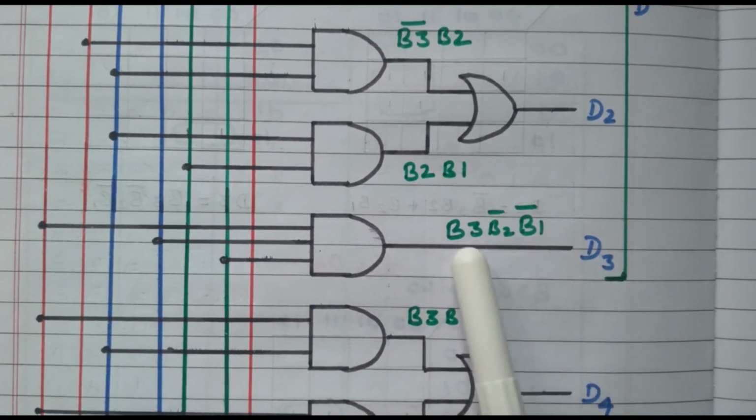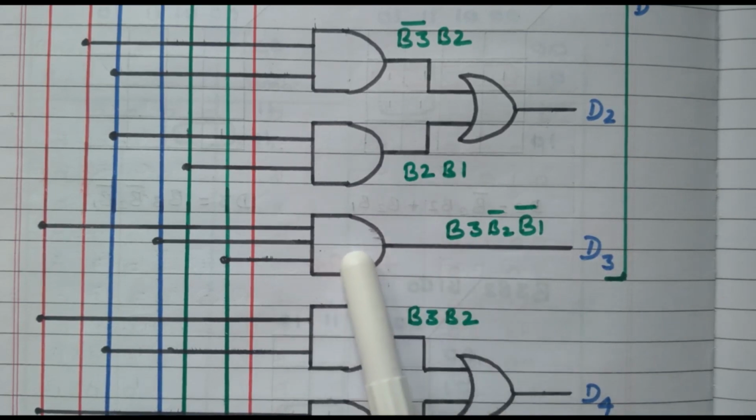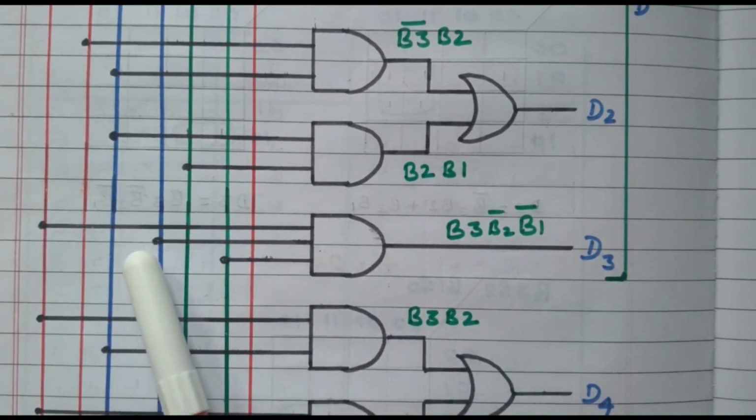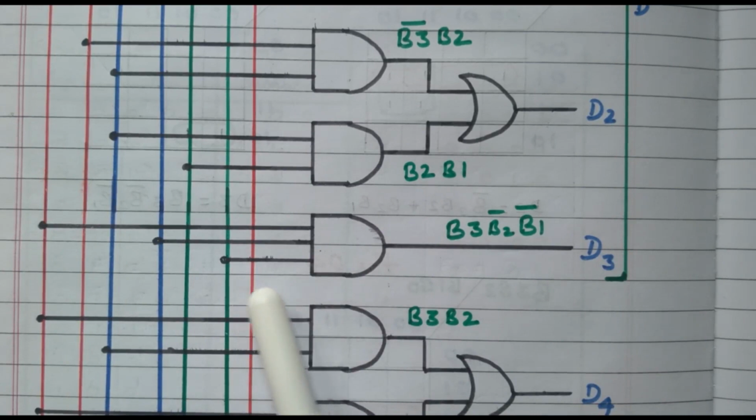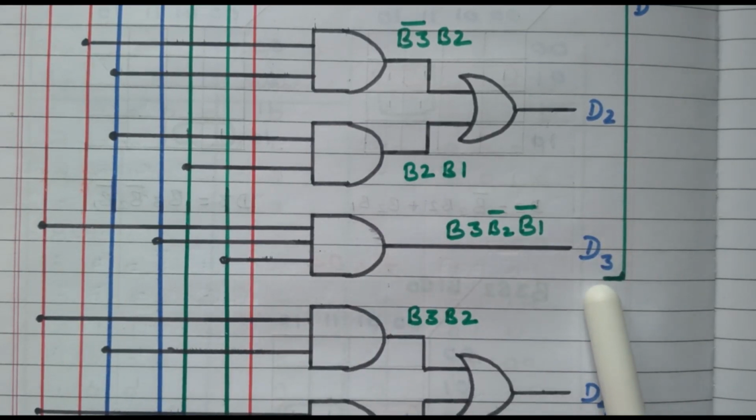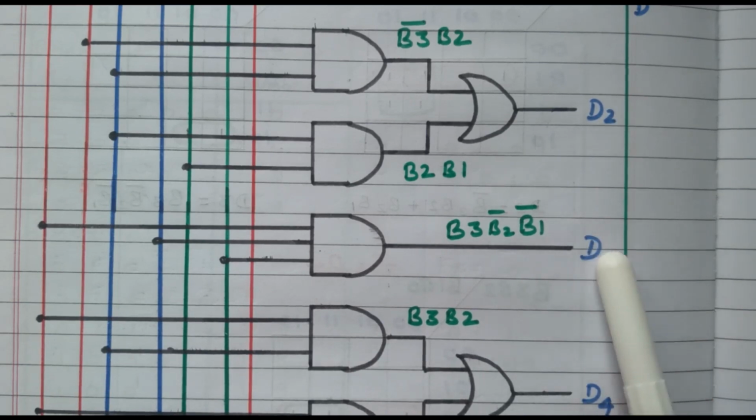Then D3 has only one term, B3, B2 dash, B1 dash, right. So by using the AND gate, B3 is connected, B2 dash is connected and B1 dash is connected. All three are multiplied. So we got the D3 value, right. So we got the BCD outputs D0, D1, D2 and D3.